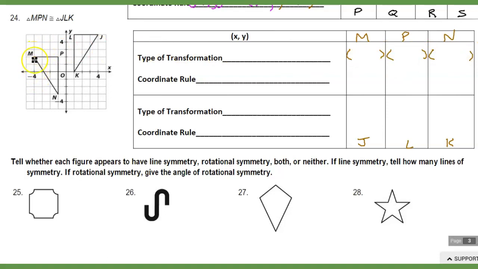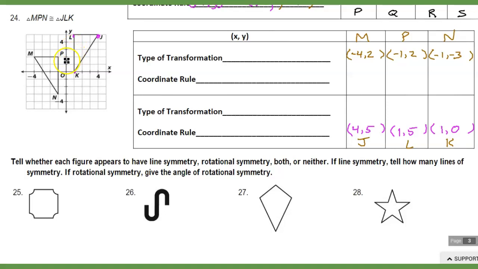So we have negative 4, comma 2. For P, we have negative 1, comma 2. And for N, we have negative 1, comma negative 3. And we want to end up at J, L, and K. So J, we have 4, comma 5. L, we have 1, comma 5. And K is 1, comma 0.